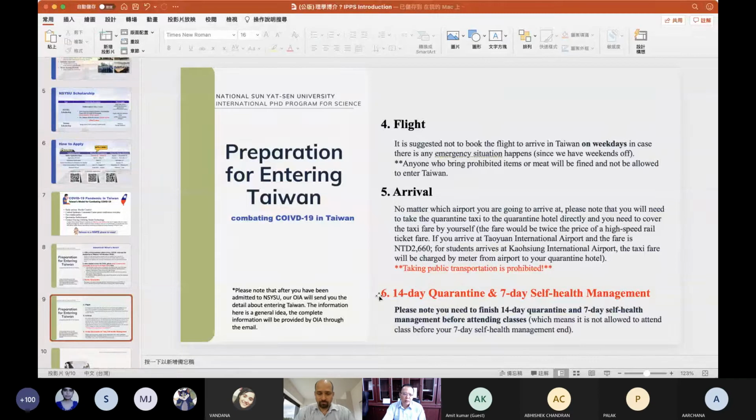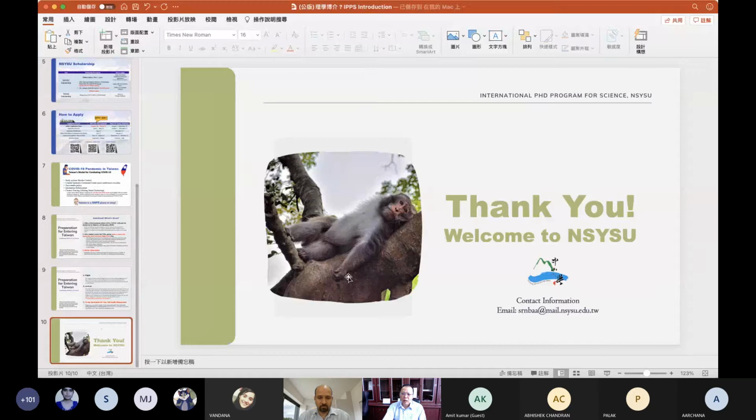Okay. So Taiwan is a very safe place. Right now, Taiwan has the lowest COVID-19 incidence rate in the world, and everyone can live a normal life. We also provide real lectures in our university. We don't have online lectures, so students can come and go to the classroom. Okay. So welcome to you guys to apply to the NSYSU IPPS.